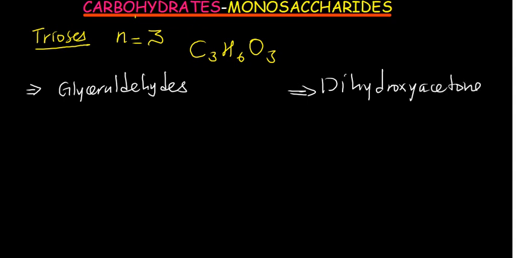The name is not difficult to know. Di just means two. Hydroxy just means that you have got this group. This is the hydroxy. Okay, so dihydroxyacetone. So these are the two.